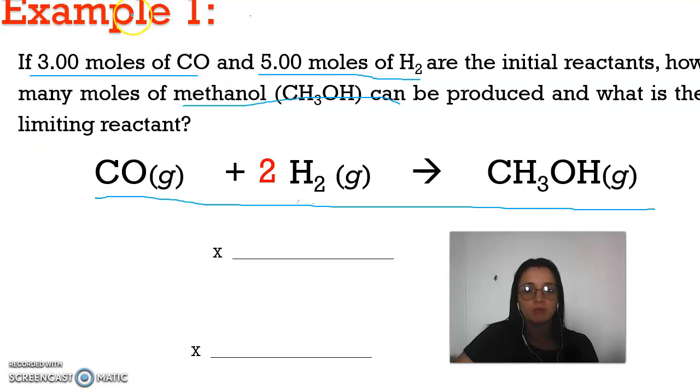So in this case, for example, we know from our balanced chemical equation that I have 1 mole of carbon monoxide to produce 1 mole of methanol, and that I have 2 moles of hydrogen to produce 1 mole of methanol. That's the ratio in which they react. Those are the quantities that I need in order for them to react. However, the numbers given in the exercise are slightly different.